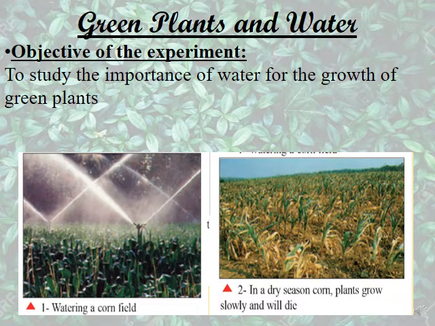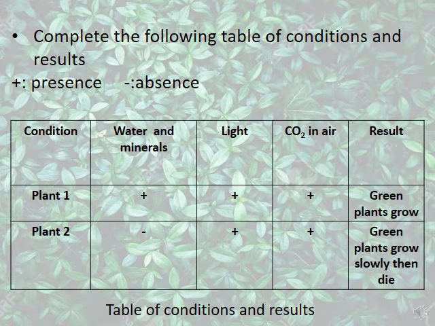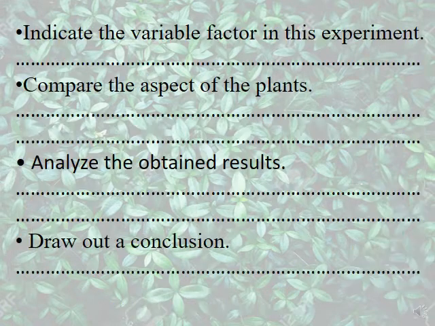The objective of this experiment is to study the importance of water for the normal growth of green plants. Here we have two plants, 1 and 2. 1 is watered while 2 is not. So the variable factor between these two plants is water. In the table of conditions, both of them contain water and minerals, both of them contain light, both of them contain CO2, but they differ in this factor. So plant 1 grows normally, while plant 2 grows slowly and then dies.